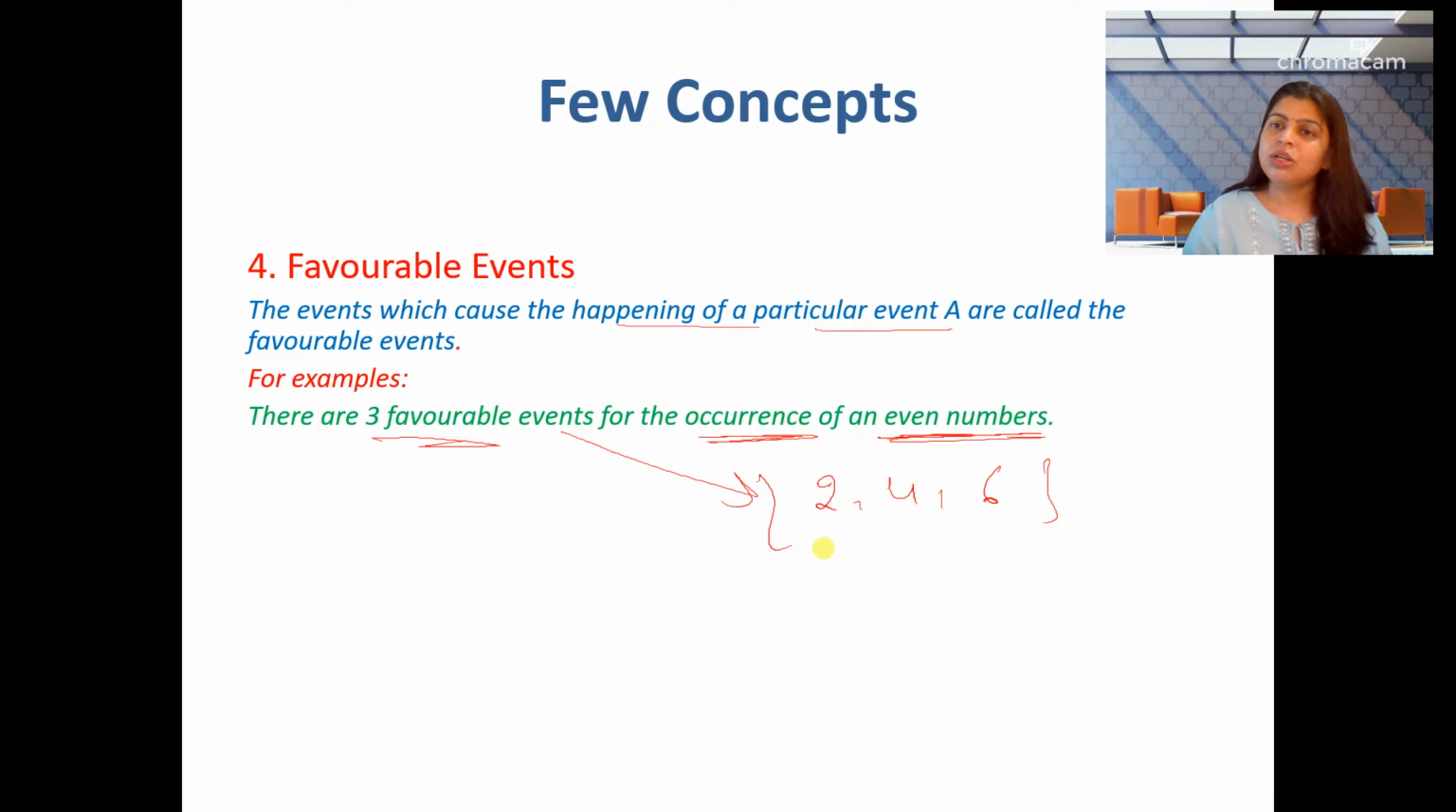If I'm interested in odd numbers, what would be my favorable events? In that case, that would be 1, 3 and 5. I think now you are getting my point. So these are called the favorable events.